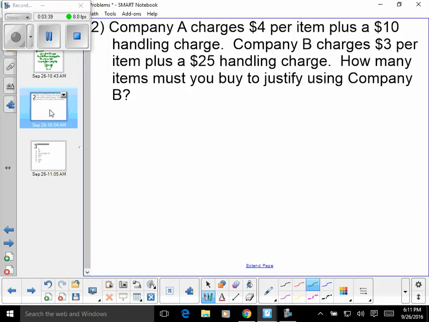In our second problem, this is used quite often for figuring out when you have kind of a break-even point. But again, looking for some ideas here. You know that $4 per item usually means you're going to multiply. And then here's another clue word, plus the $10 handling charge. Now, Company A goes on one side of the equation. Company B goes on the other side of the equation.